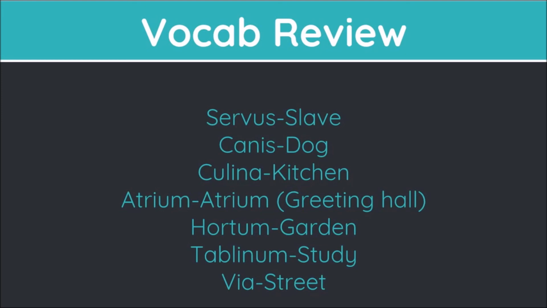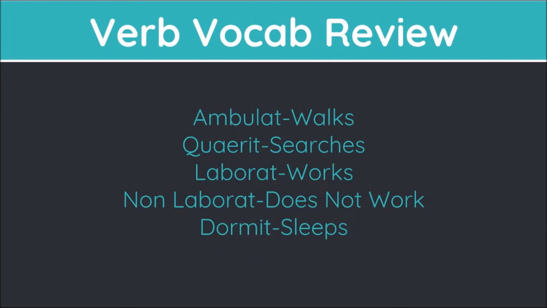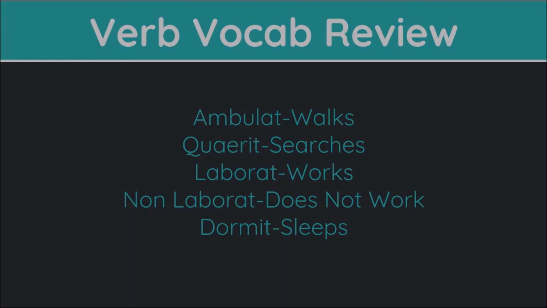Now back to verbs. Ambulat means walks. Quaerit means searches. Laborat means works. But remember, the slave was not working, so that would be non laborat. And finally, dormit means sleeps, or gets knocked out, as in our case.